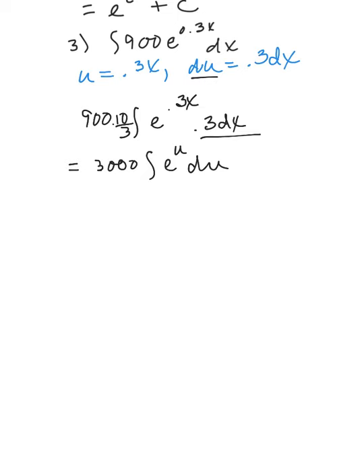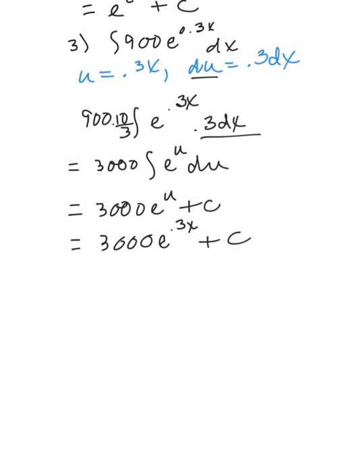Anytime you get to the point where you just have e to the variable, now you do your integration. So we're going to have 3,000 e to the u plus c. Put back what u was originally, so we'll have 3,000 e to the 0.3x plus c.